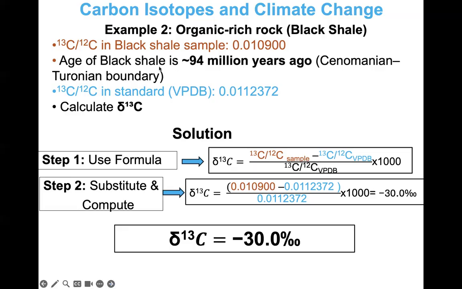It's not like you say Jurassic period. This is the Cenomanian-Turonian boundary, which is Cretaceous time. The standard is 0.12372. They ask you to calculate delta 13C. Again, the formula, I write the formula right here. Substitute with the values. We have this number here, put it here. The standard, put it here, and times 1000, and you get minus 30.10 per mil.